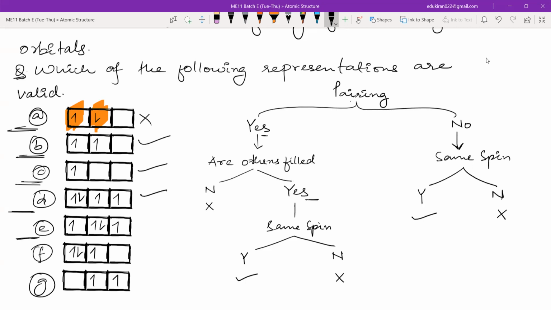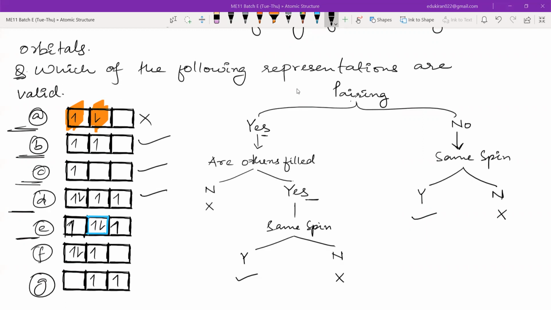Now E part, is pairing done? Tell me, yes or no? Yes, pairing is done in the E part. Now, are the other orbitals filled? Yes or no? How is it no? This is filled, can you not see it is filled? These electrons are there, they are filled. Yes, it is filled.